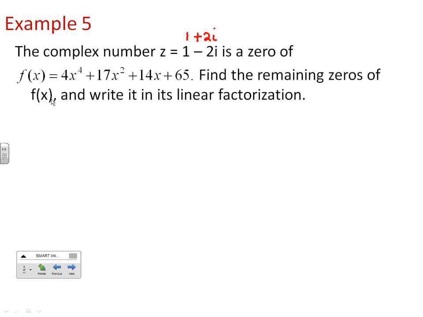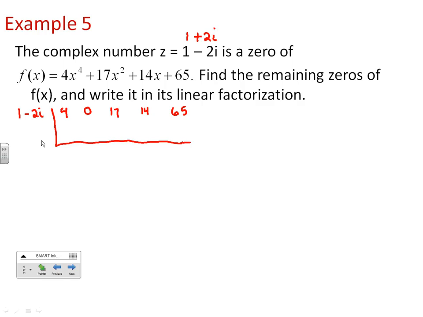So basically, if I use synthetic division with 1 minus 2i and then with 1 plus 2i, I should end up with something I can factor or solve somehow so that I can end up finding my other two zeros. That sounds simple enough. So here we go. 1 minus 2i. Synthetic division. So 4x to the fourth. Then x to the third, I don't have anything. Then 17. Then 14. Then 65.